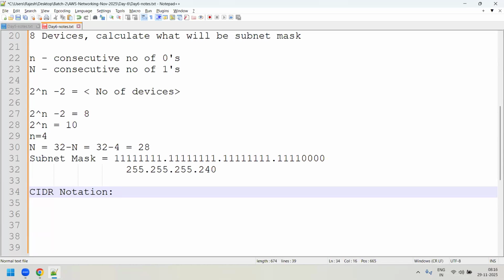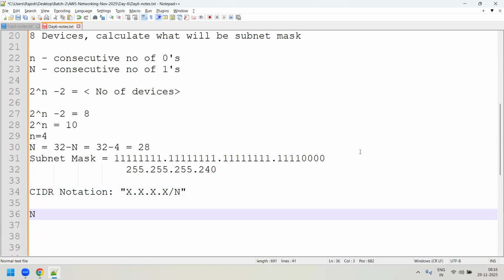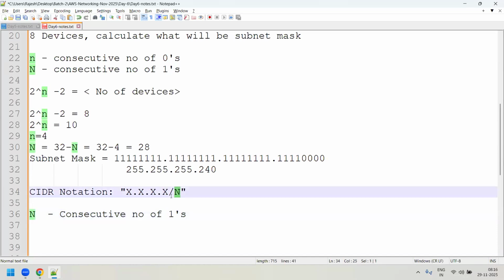For example, in an organization, they will give something like x.x.x.x/N. This is the CIDR notation. And we know what capital N is in this case. Here capital N is nothing but your consecutive ones. Whatever notation you're seeing, it is nothing but the consecutive number of ones only. That is what it is called.